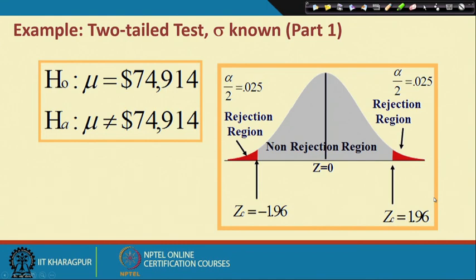In the previous case we fixed mu equal to 40, but here we are fixing mu equal to 74,914, and the counterpart will be not equal to 74,914. This is some kind of example. Let us assume it is the average income of a particular location. We have to take samples and check whether the sample statistic converges to this population statistic or not, and for that we have to follow a typical structure.